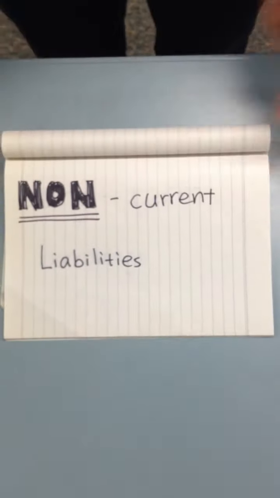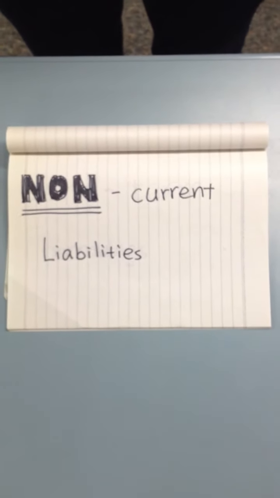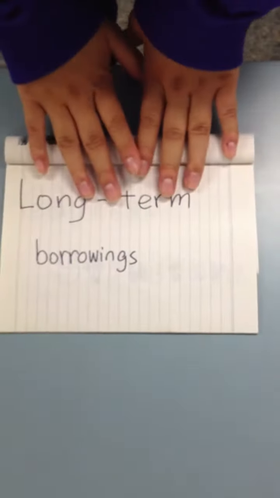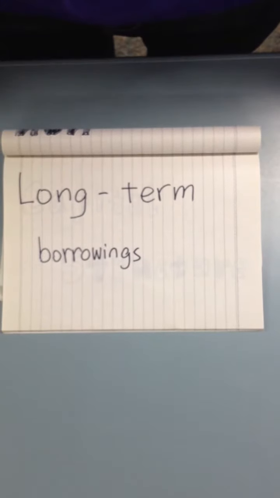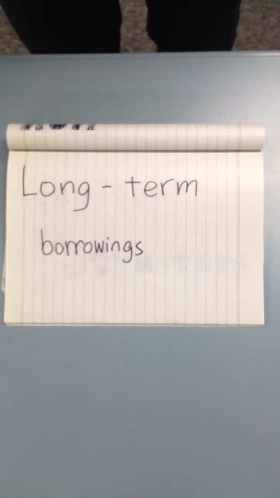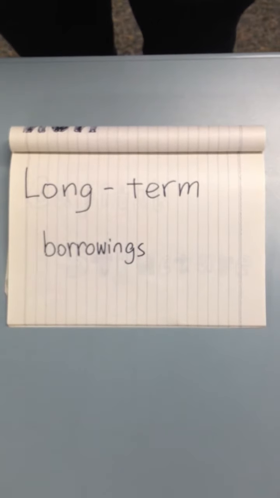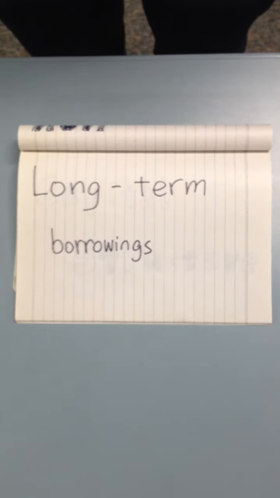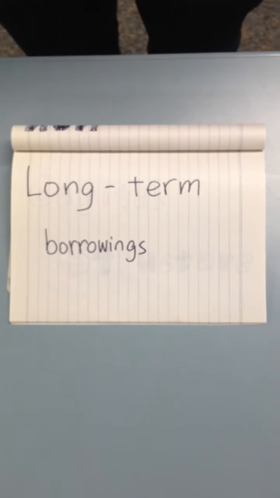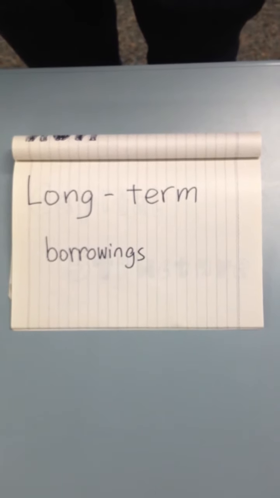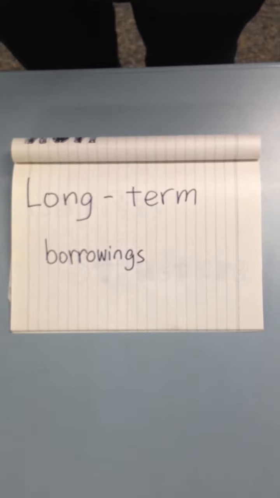The next is non-current liabilities. Non-current liabilities have two: long-term borrowings and capital structures. In long-term borrowing, long-term means more than 5 years, and for many non-financial firms, long-term borrowings account for up to half of the firm's capital structure.